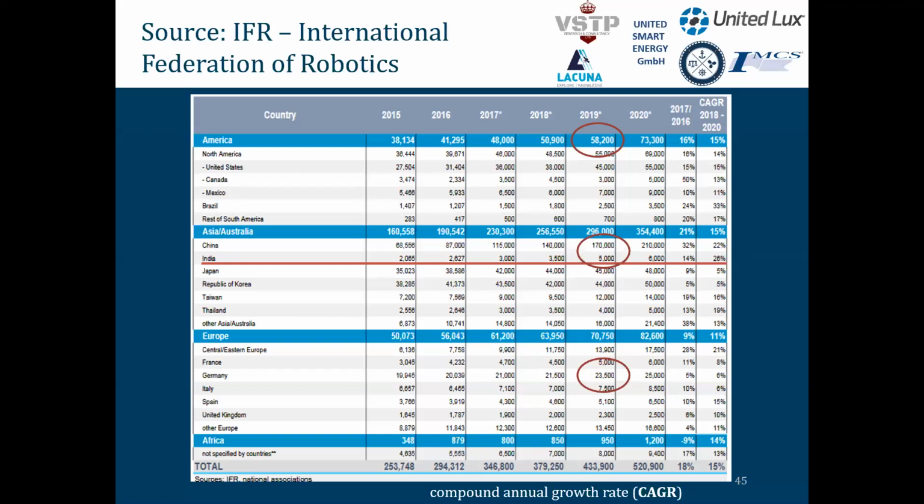Interesting that in the UK only 2,300 robots were installed last year. So India had even more than England, the whole United Kingdom. So you see with these figures, it is always the question with whom you compare.